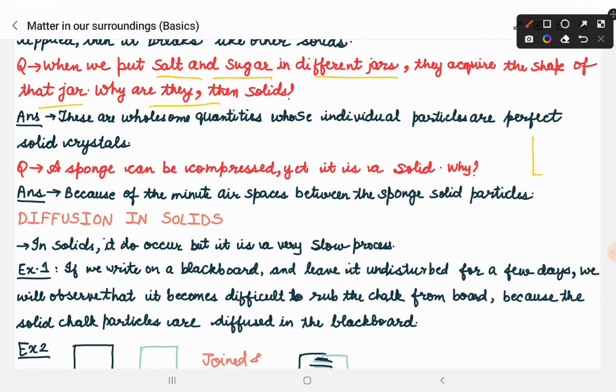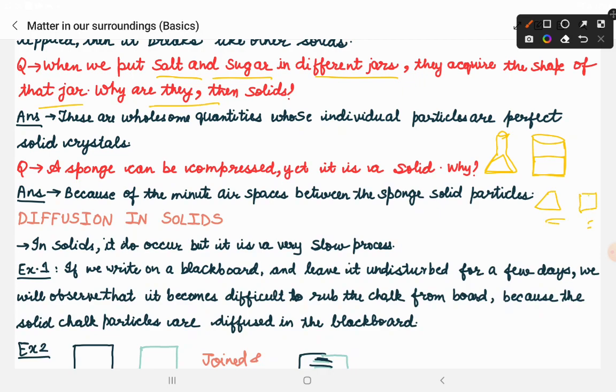See, if this is a jar and we have put salt and sugar here, and if this is another jar, here we have also put salt and sugar, so here the salt and sugar will acquire this shape, but here they will be acquiring this shape. Means at one place they are like this and at another place they are like this. Now why have they changed their shape?